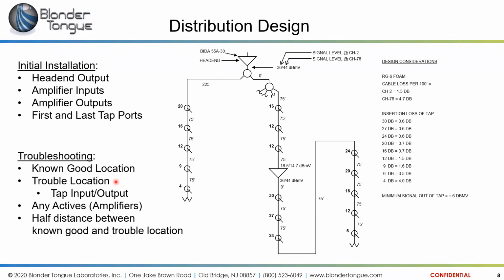For an initial installation, I'm primarily going to look at my head end output, my amplifier inputs, my amplifier outputs, and my first and last tap ports on each segment. The segment being between amplifiers. So on the first section there, I would look at the 16 tap and the 12 tap. On the second section there, I would look at the 30 tap and the 6 tap. Over on the left side, just look at the 20 and the 4.